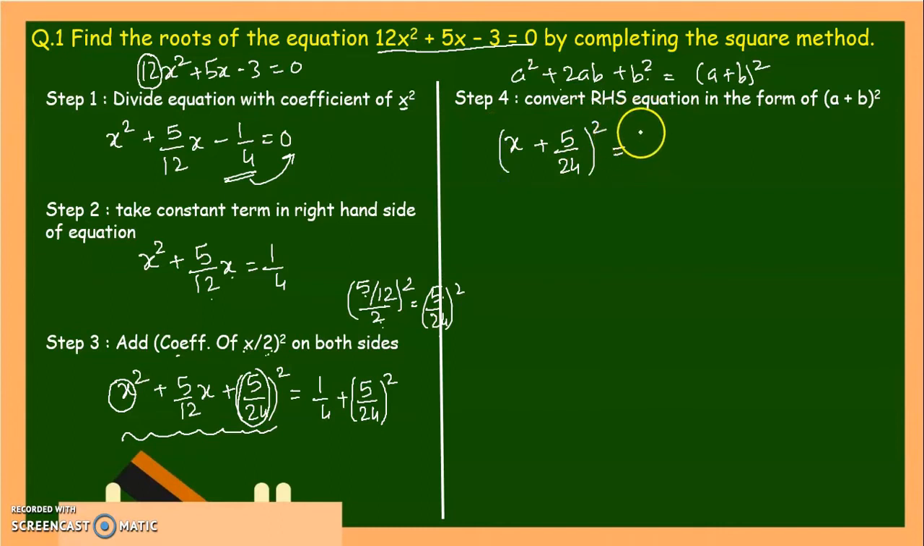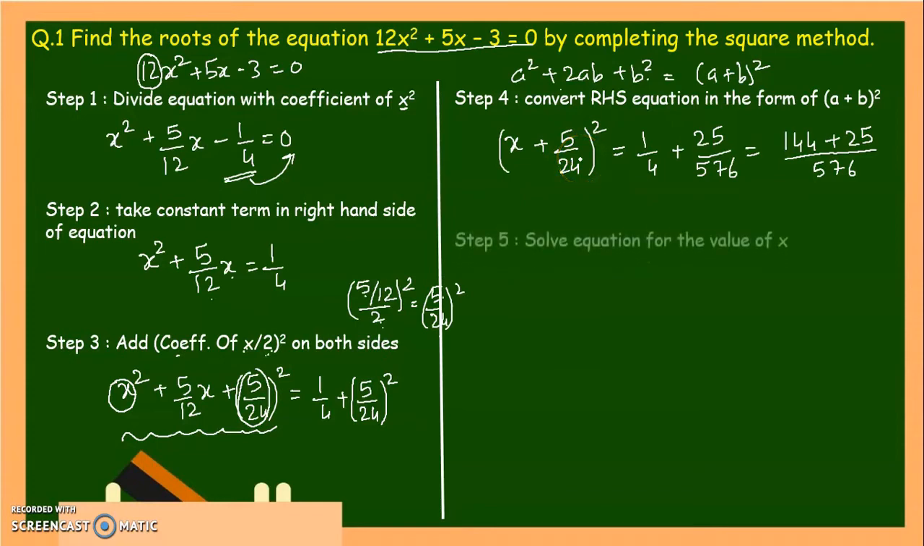On the right hand side, this is 1/4 plus (5/24)². 5 squared is 25 and 24 squared is 576. If you take the LCM here, this will be (144 + 25)/576.